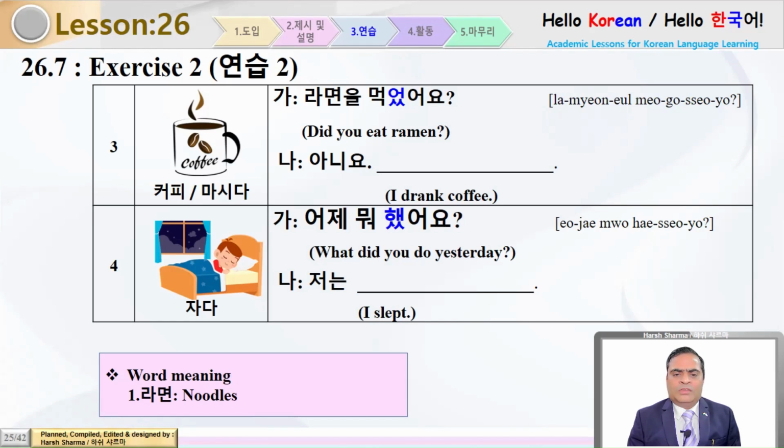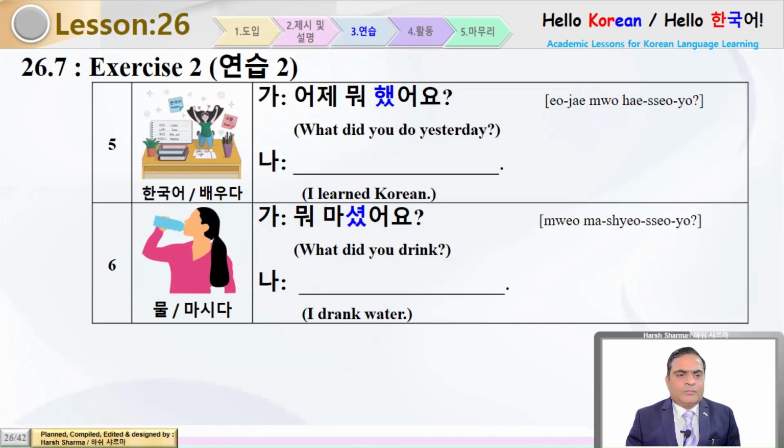Number 4. 어제 뭐 했어요? 저는 I slept, 여러분. Next is number 5. 어제 뭐 했어요? 한국어, 배우다. 한국어, you know, 여러분, Korean language. Okay, do this, 여러분. 배우다 conjugation, 여러분. Yes. The one contraction will happen here. It will be 배웠어요. 한국어를 배웠어요.